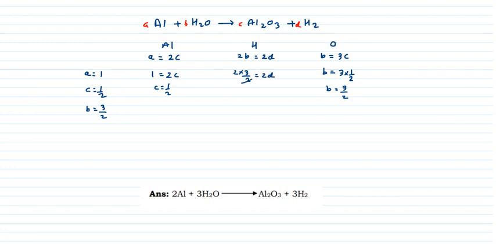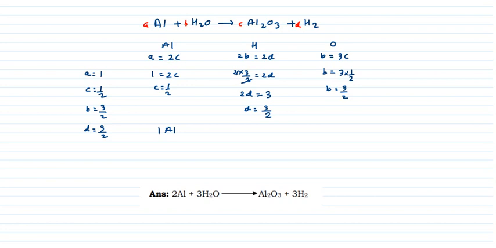This will cancel. So what do you get? 2D is equal to 3. So what will be the value? D is equal to 3 upon 2. So now you got everything. This is also 3 upon 2. Now substitute the value. A is 1. So put 1. You don't need to write it down. If you want, write it down.